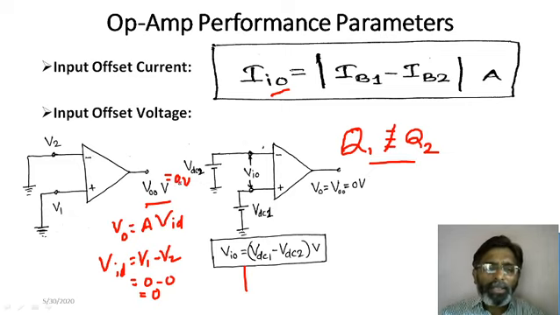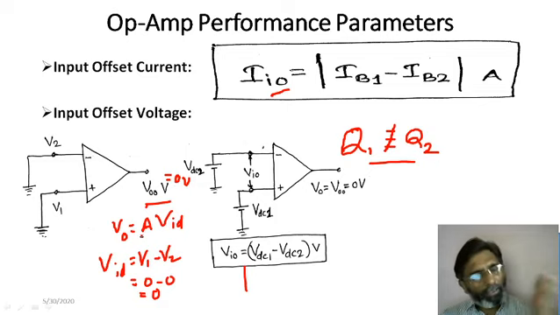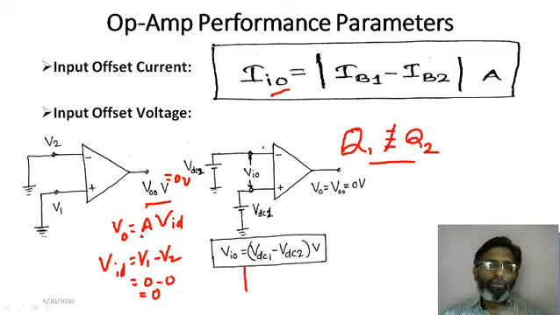Now why doesn't it happen so? Although I have applied input 0, still it doesn't happen. Why? Because both my transistors are not exactly the same. So because of that, the potential at the collector of Q1 and the potential at the collector of Q2 will not be the same.